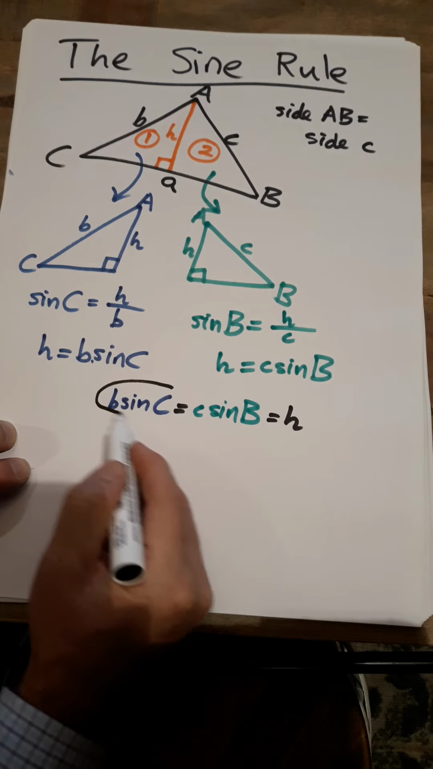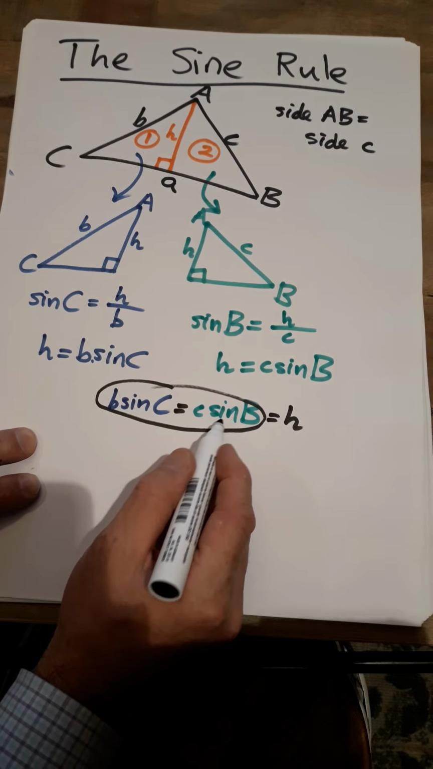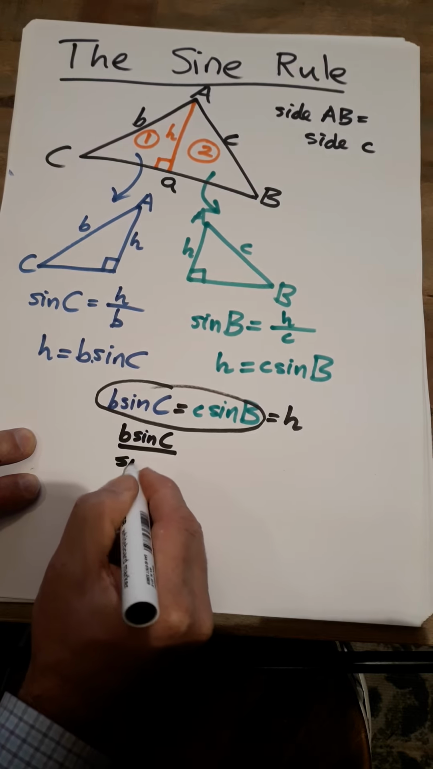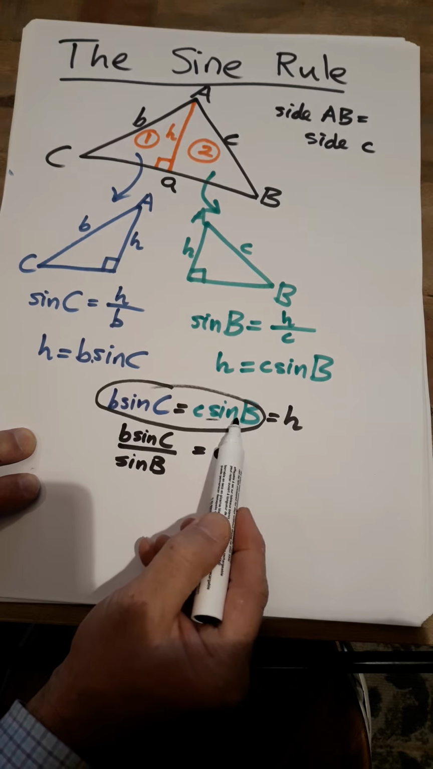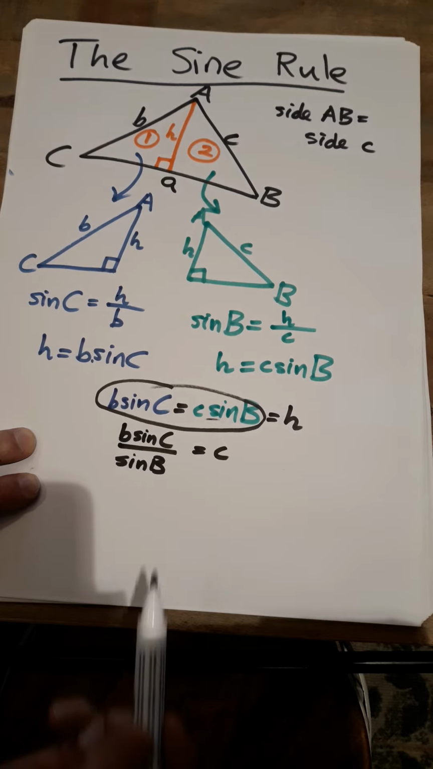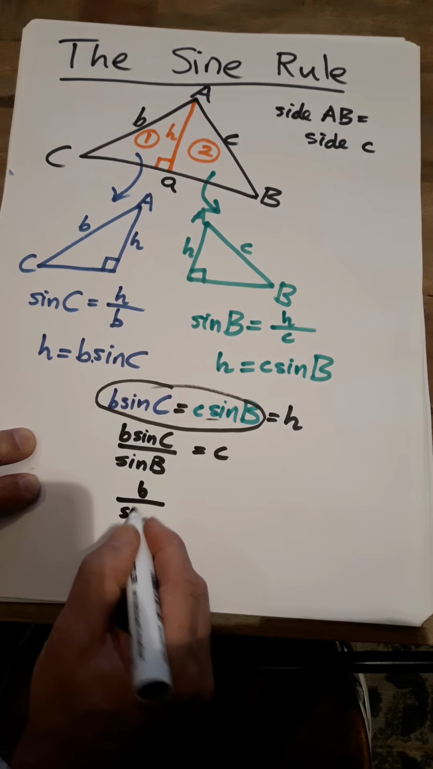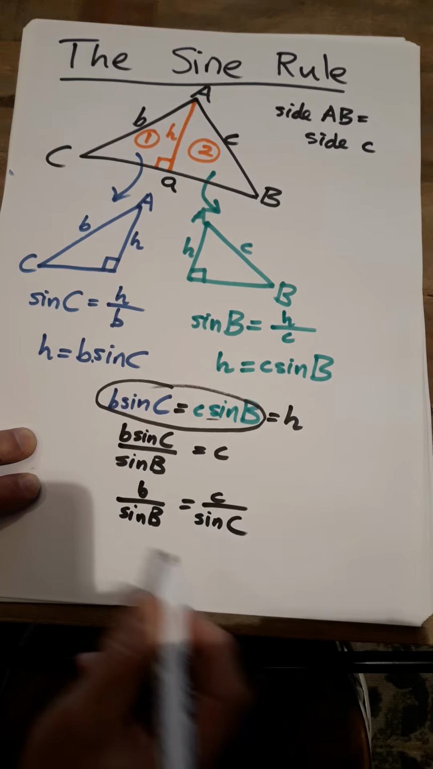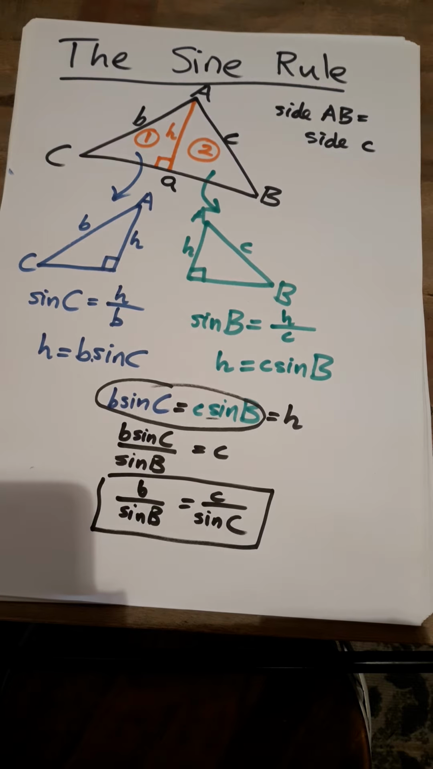But it's this bit that I'm interested in. B sine C equals C sine B. If I divide both sides by sine B, I get B sine C divided by sine B equals C. If I divide that by sine B, it gets rid of the sine B and it just leaves me with C. Now I'm going to divide both sides by sine C. B over sine B equals C over sine C. And I've got already part of my sine rule.